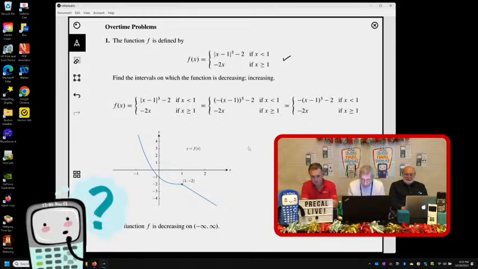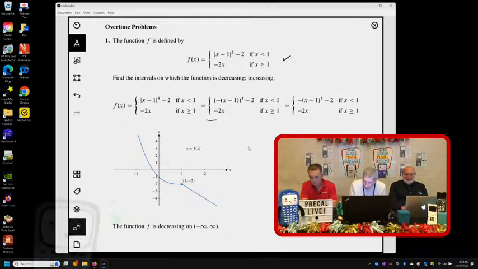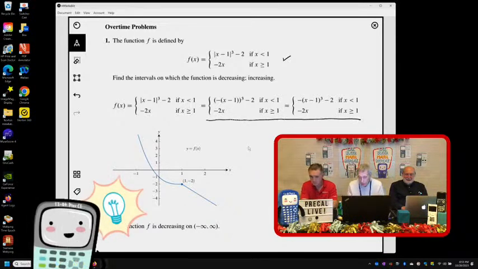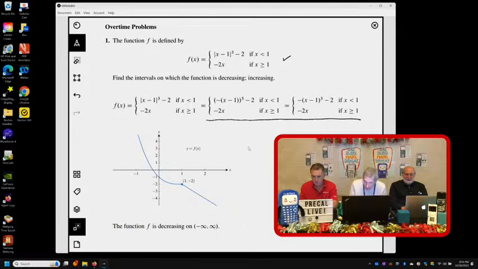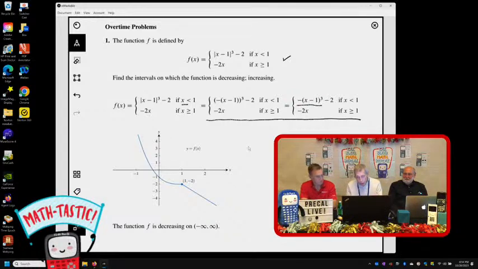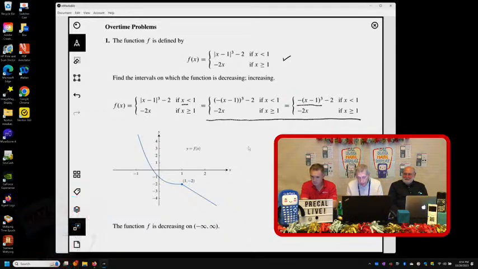So I, in fact, followed his advice, and I tried to rewrite this piecewise defined function without the absolute value. I did that because I thought, well, if x is less than 1, then that argument inside the absolute value would be negative. So when I take the absolute value of it, I have to put a negative sign out in front, and I did a little bit of simplifying, and I got this. I believe the original question asked, where is this function increasing or decreasing?